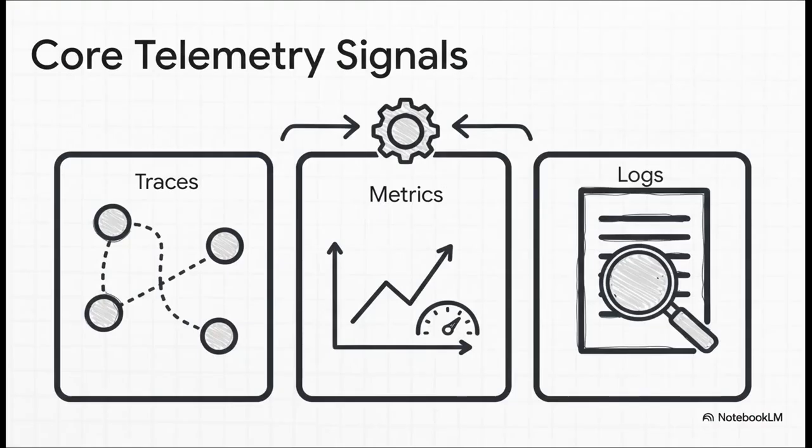So first things first, the SDK is juggling three main types of data, or as we call them, signals. You've got traces, that's the journey a request takes through your system. Then you have metrics, the hard performance numbers like CPU usage or latency. And finally, logs, which give you that crucial context for specific events, like an error message. The cool thing is, the SDK handles all of this.